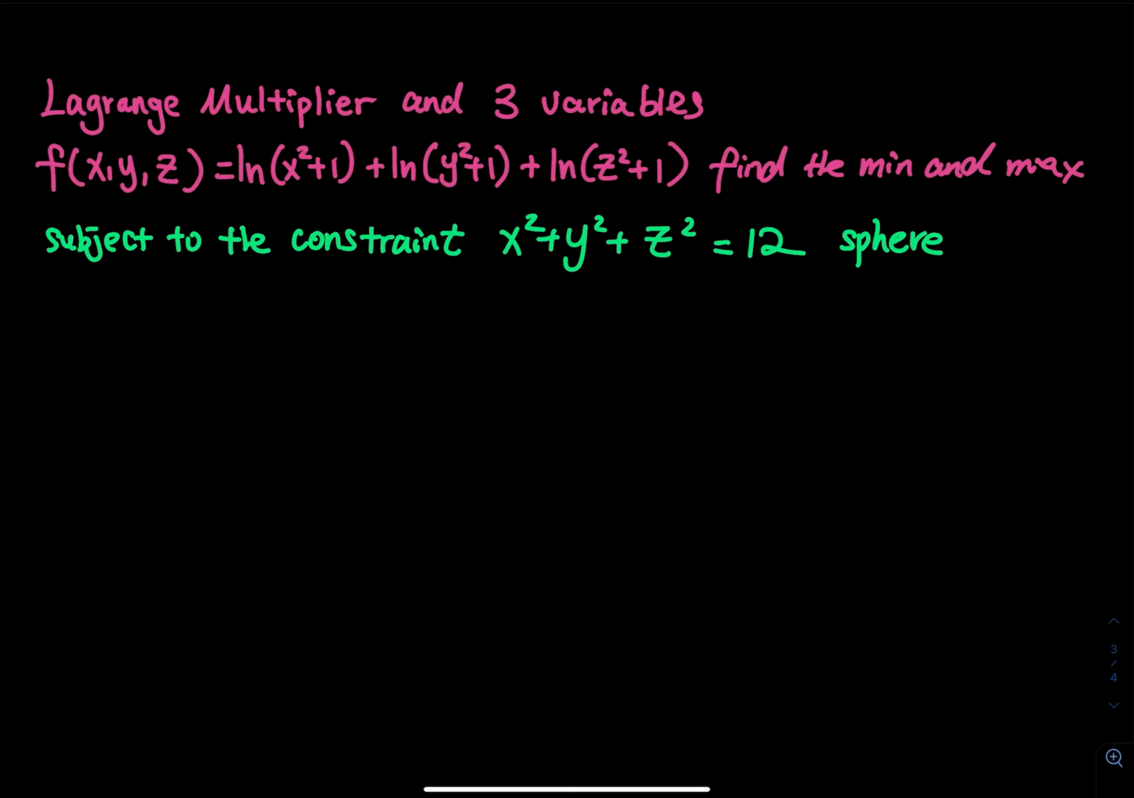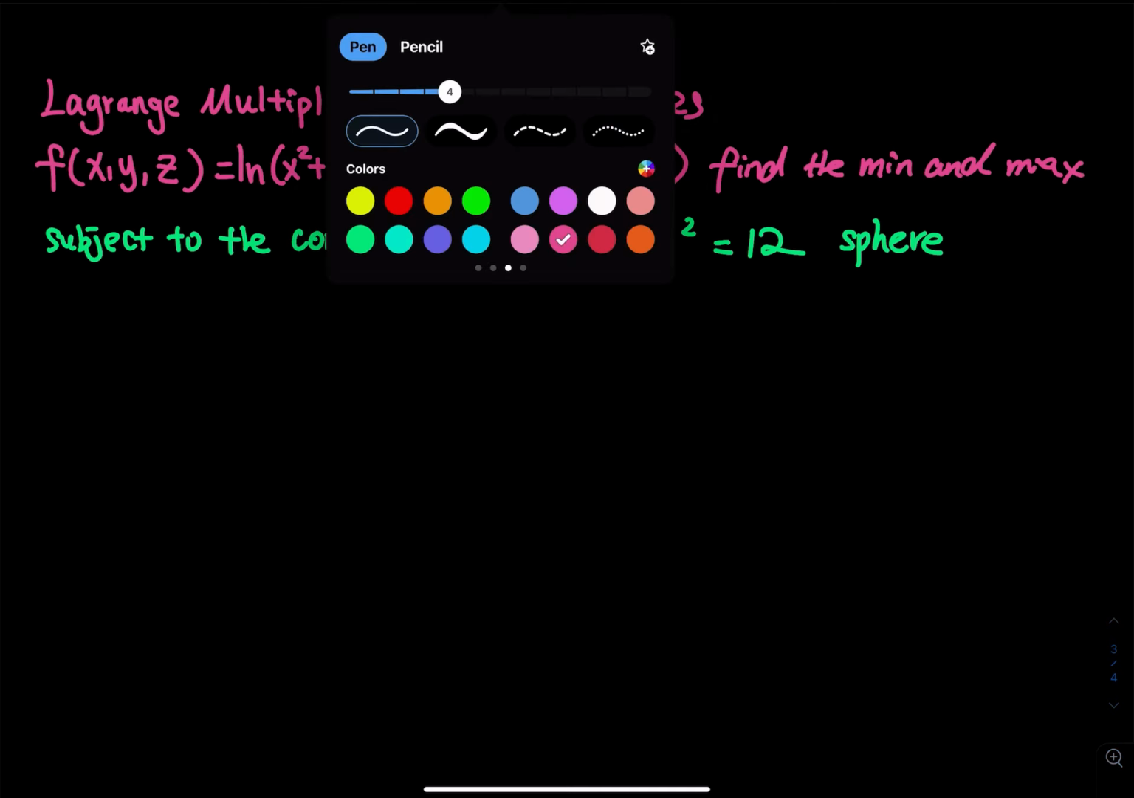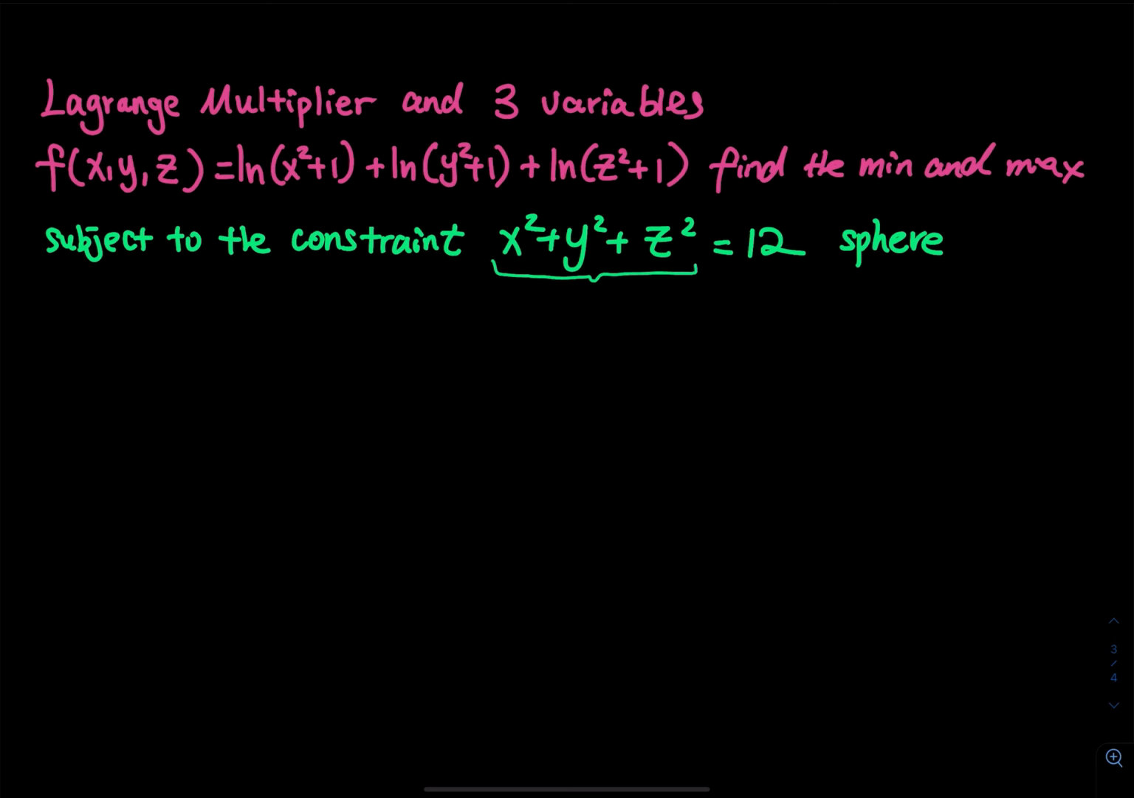So the first thing that we have to do is find our function g, which is the constraint. So I'm going to match the color, and that is my function g. g of x, y, z equals x squared plus y squared plus z squared. We do not need to use the 12. We will be using the 12 when we are trying to solve for x, y, and z. So not at this point. And then we will recall the Lagrange multiplier. Let's put this in a different color. So that will be the gradient of f equals lambda multiplied by the gradient of g.